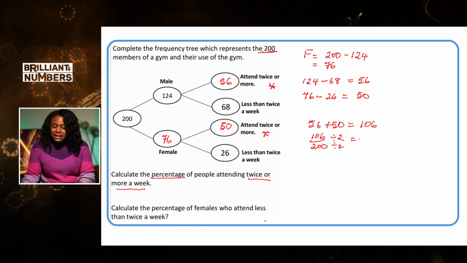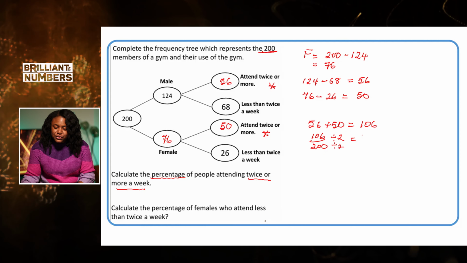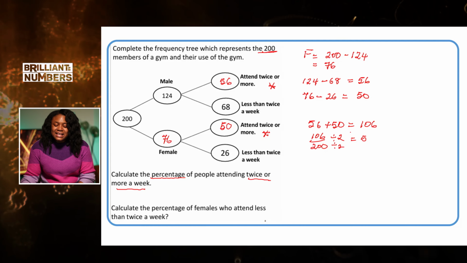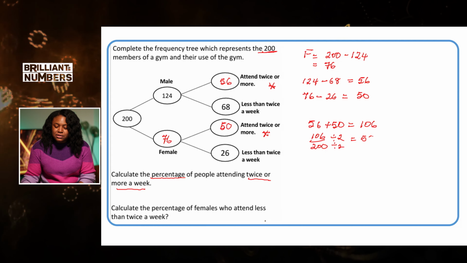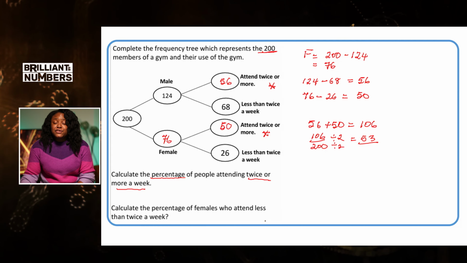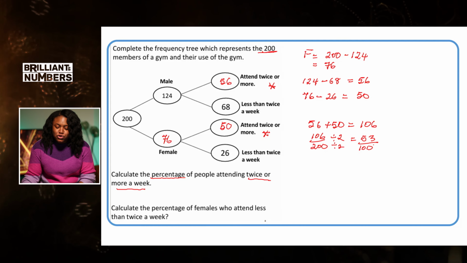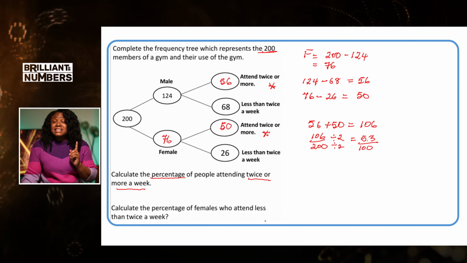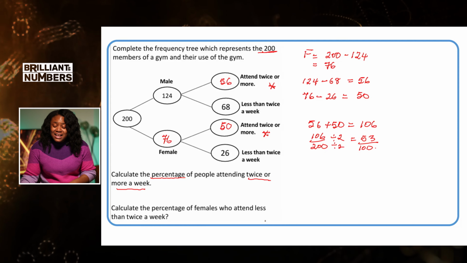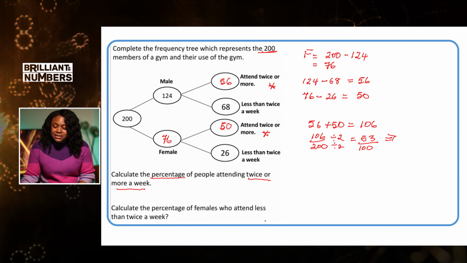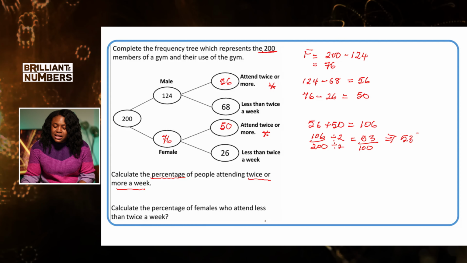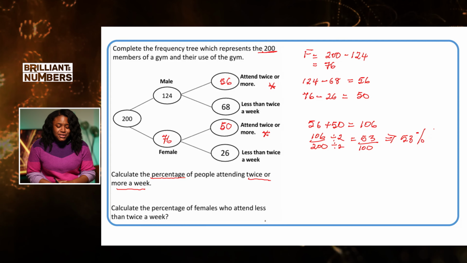answer as a percentage. So 106 divided by 2, 100 divided by 2 would be 50, and 6 divided by 2, that's 3. And half of 200 is 100. Now that we have a denominator of 100, then we can simply just write 53%. And there we've got our answer.